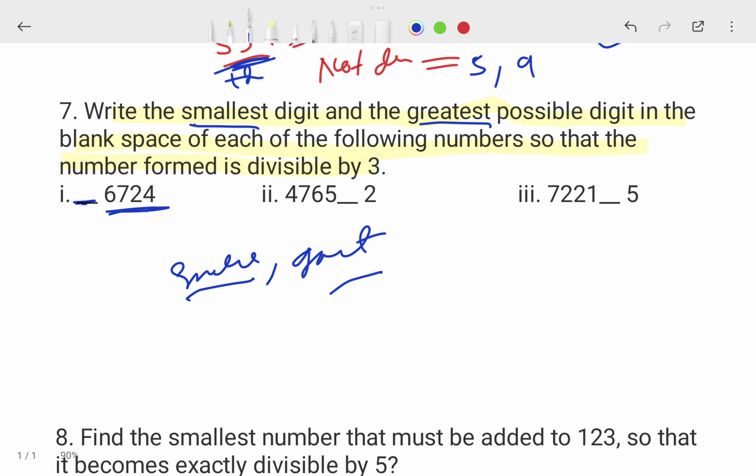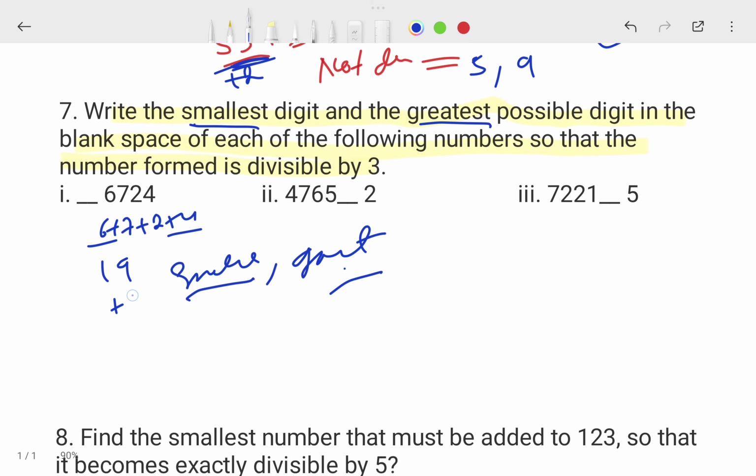And when you write these two digits, the number must be divisible by which number? It must be divisible by 3. Smallest and greatest. So let's add this one. If you add 6 plus 7 plus 2 plus 4, what is it going to be? 6 and 6 is 12, 12 plus 7, that's going to be 19. So what do you have to add here? If you see here, 19 is there now.